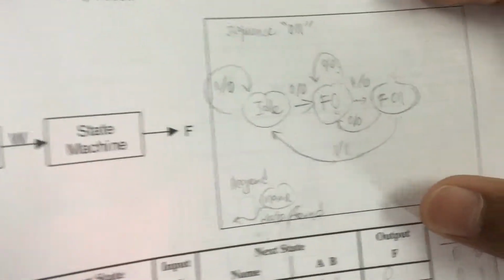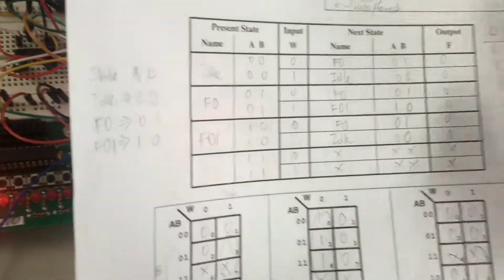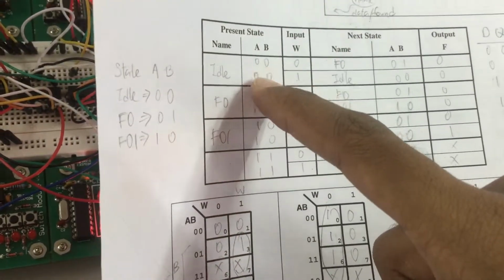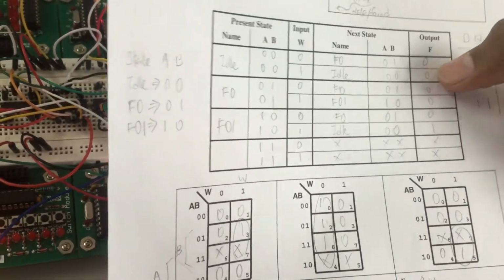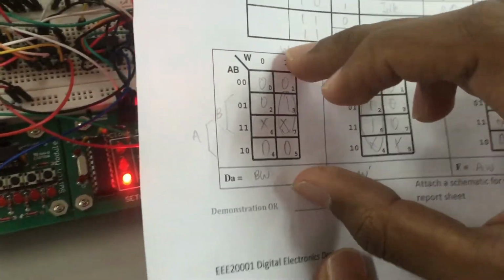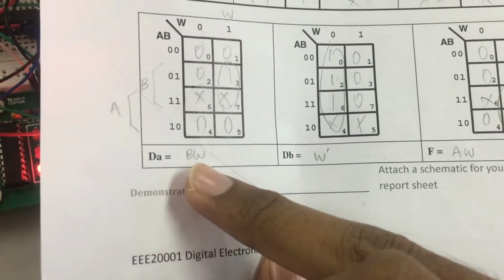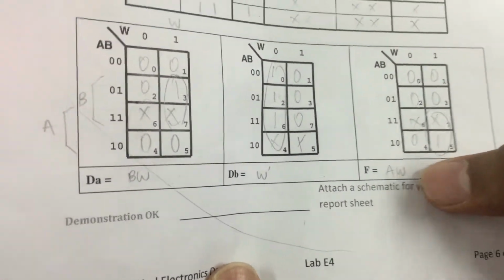Okay, now we are going to do part 3, where we wanted to design a Mealy state diagram with the sequence 0 1 1, and this is our Mealy state diagram that we got here, and this is our table. These are the present states, like idle 0 0, these are the inputs, and this is the output we get. All these are in the table, and with the truth table we have got the values of DA, which is BW, DB, which is W', and F, which is AAW.